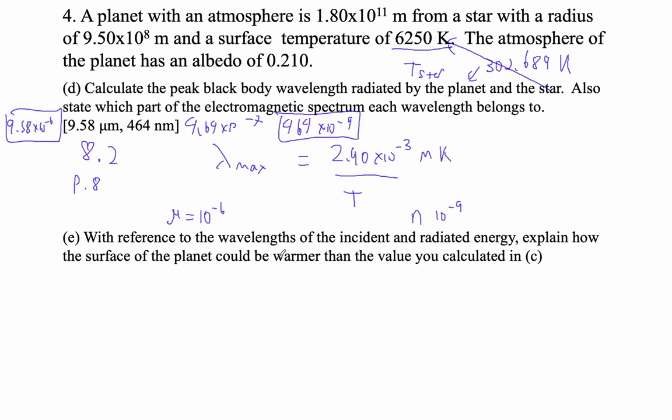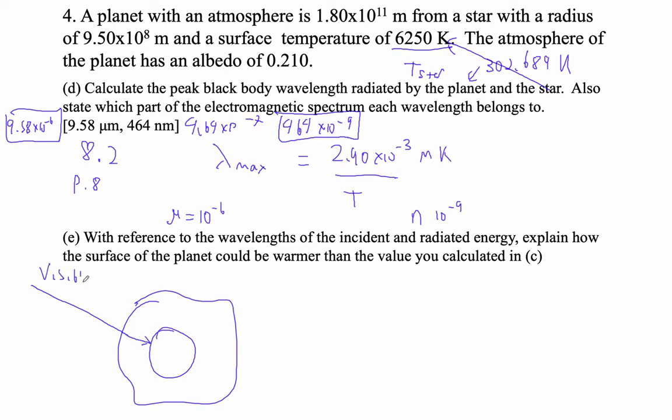And then, with reference to the wavelengths of the incident and radiated energy, explain how the surface of the planet would be warmer than the value you calculated in C, right? Remember that you've got this atmosphere, right? Let's say we have a fried egg, right? Remember that visible light can go right through this atmosphere. Short wavelength can pass right on through. Now there's some reflection, that's the albedo of the atmosphere, but short wavelength light can just sail right through. It's transparent to short wavelength, right?